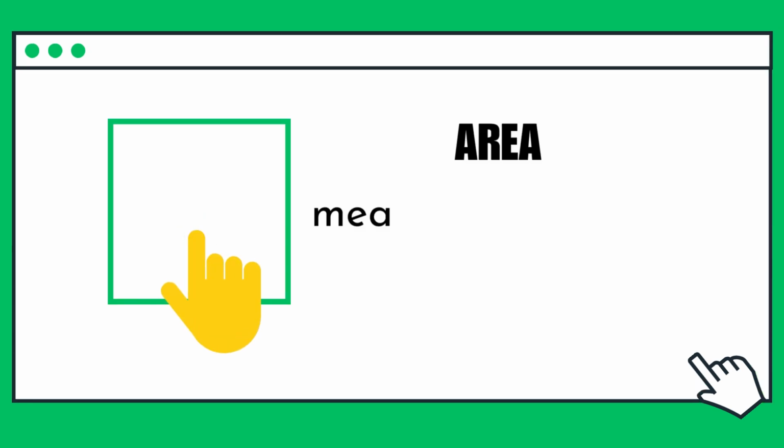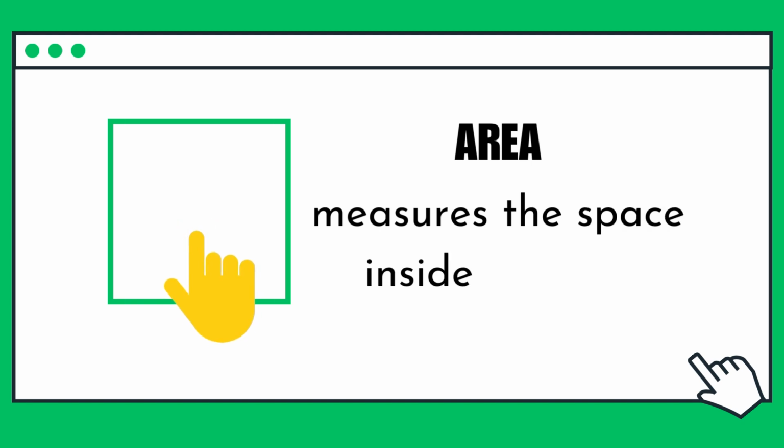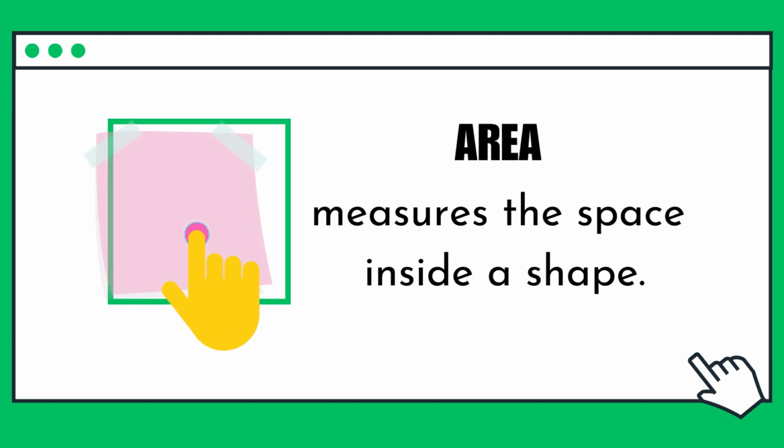So, sabi nila, ang area measures the space inside a shape. Nakikita natin kung ano yung shaded part ng purple. Ayan yung tinatawag na area, kung ano yung nasasakupan. Yan yung area ng square.